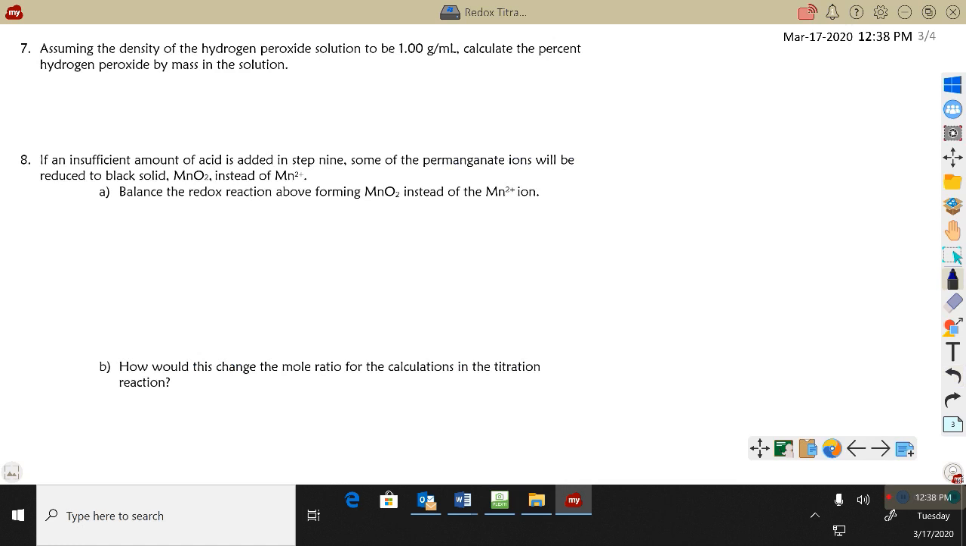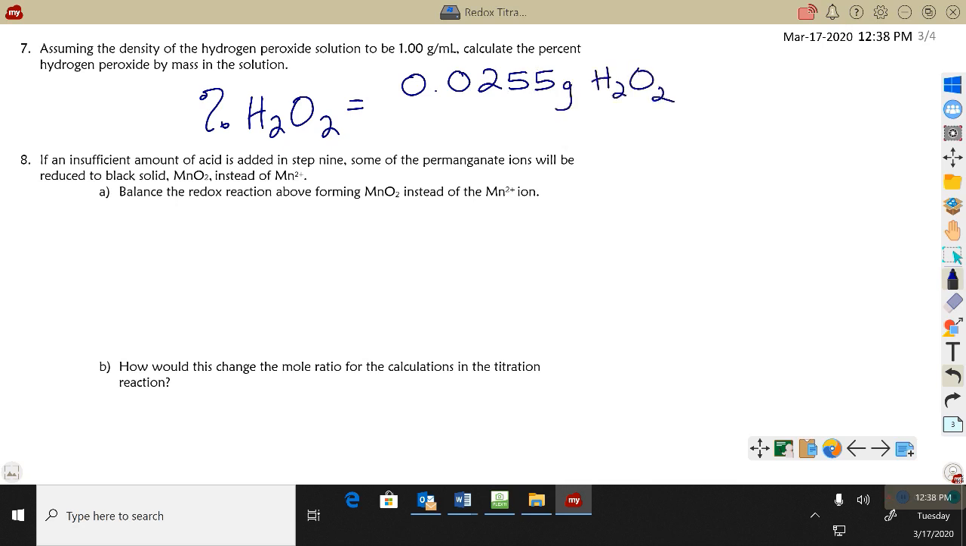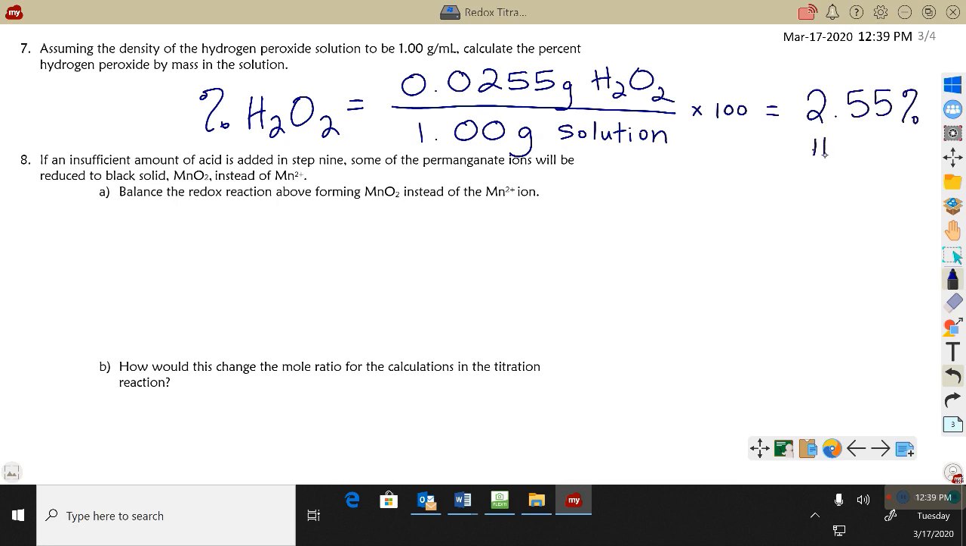And number 7, assuming that the density of the peroxide solution is 1 gram per milliliter, calculate the percent hydrogen peroxide by mass in the solution. Okay, so percent H2O2 is just mass of the hydrogen peroxide. That's my answer from number 6, 0.0255 grams, divided by mass of the solution, which we really did use 1 milliliter. And they're saying the density is 1 gram per milliliter, so 1 milliliter should be 1 gram of solution. Multiply by 100 to get a percent. Oh, wonderful. It's about 2.55% by mass of hydrogen peroxide.